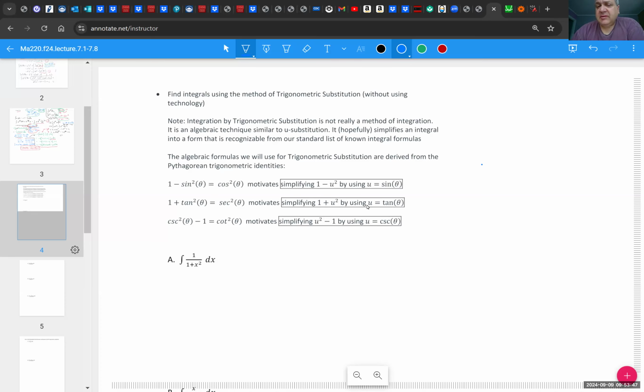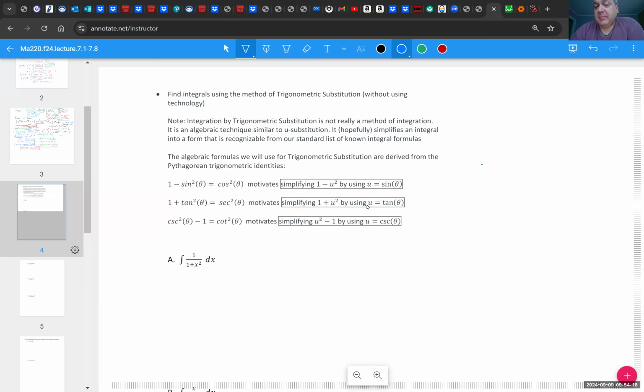I think it's a little bit misleading because we're not really integrating using this method. It's really an algebraic technique to simplify the integral. The idea is to use this fancy algebra technique to simplify a complicated integral into a simple integral that hopefully we can do using our table of integrals or some other method. This method is similar to u substitution, but we're going to be using trig functions when they don't apparently apply.